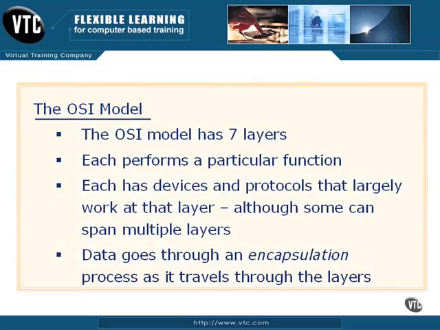Now, for a quick recap, again, we're not going to go layer by layer, but we will talk about each one a little bit. We know that the OSI model has 7 layers, and each one of these layers in the OSI stack performs a particular function. There's some translation between each layer, and there's also some encapsulation. Encapsulation, which we'll talk about in a minute, means that there are headers and sometimes footers that are attached to each protocol or packet or data unit as it travels up and down the OSI model. Each layer has devices and protocols that work pretty much at that layer, although as we'll see in a moment, some protocols and devices can span multiple layers.